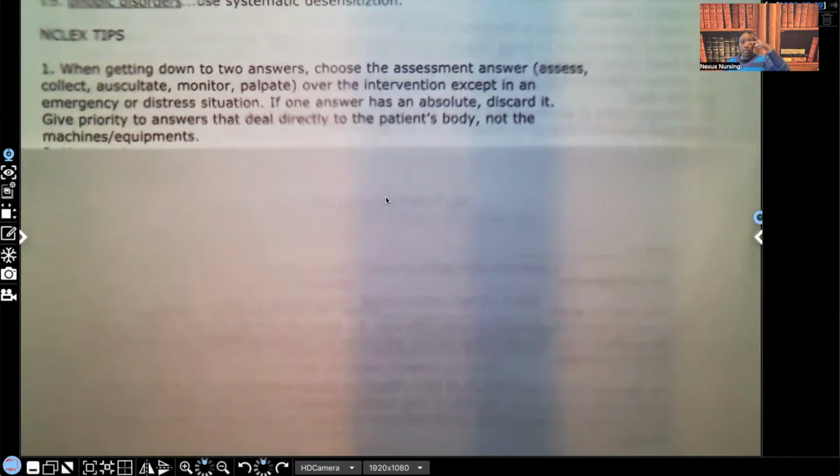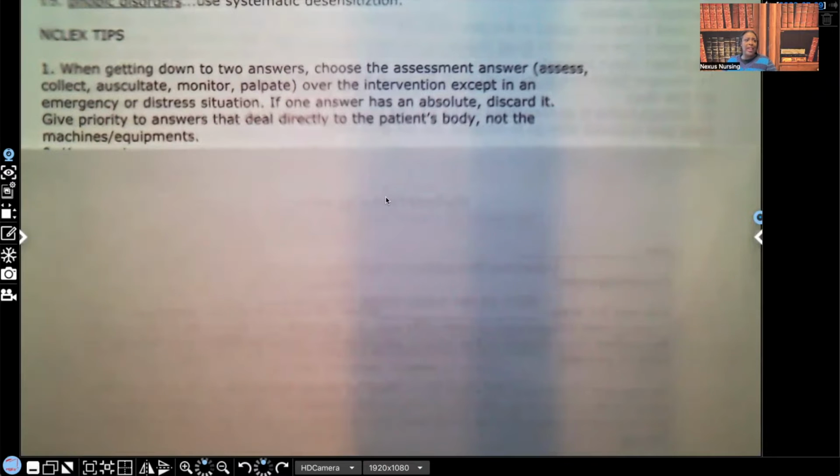So let's talk about choosing the assessment answer first. If you're down to 2 choices, it says to choose assessment. I agree with this to a degree, because let me explain. Some questions, in the body of the question, give you enough information to let you know you already did the assessment.